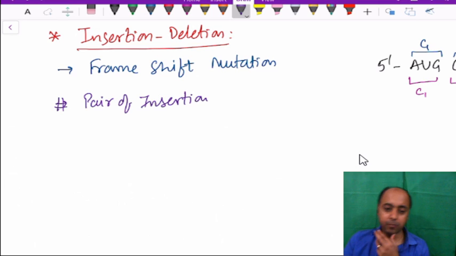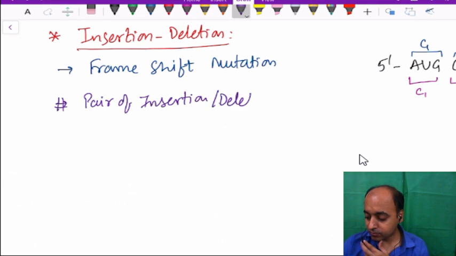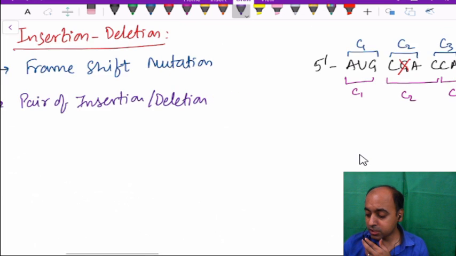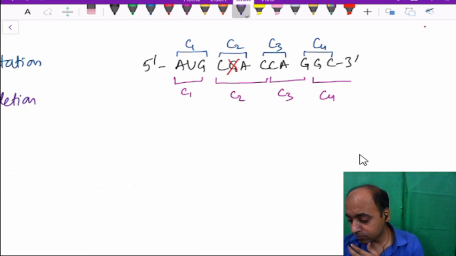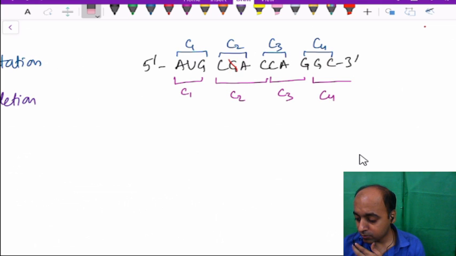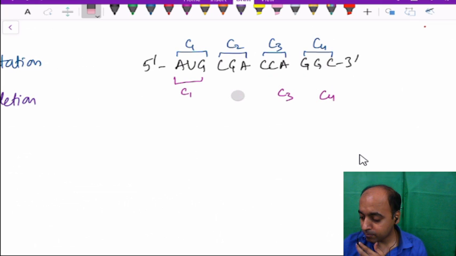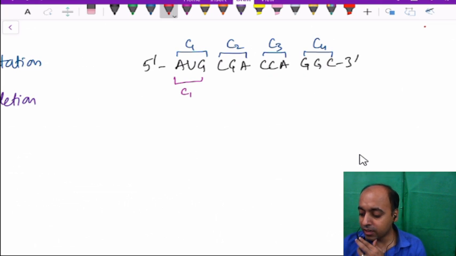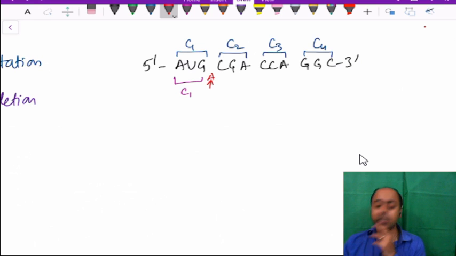We can have a pair of insertion deletion. What this means here, imagine first we have an insertion. Here we have an insertion, and after that we have a deletion. So this is a pair of insertion deletion.